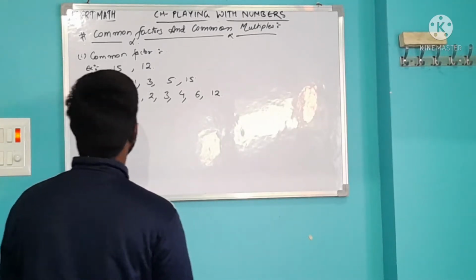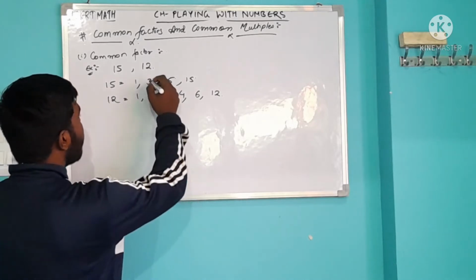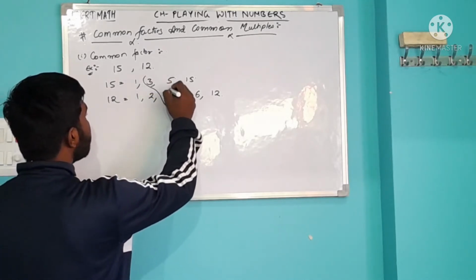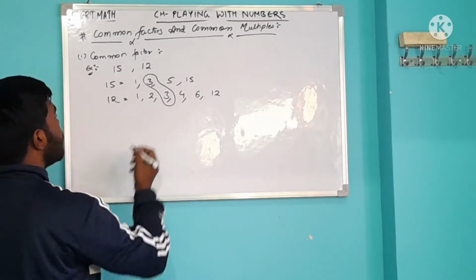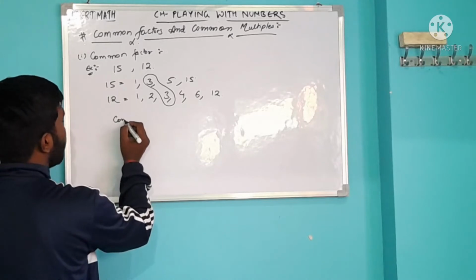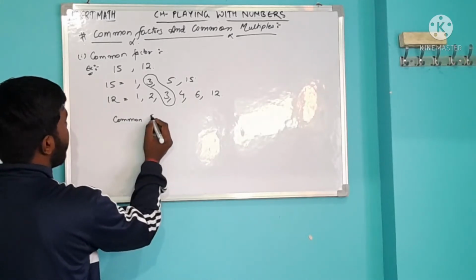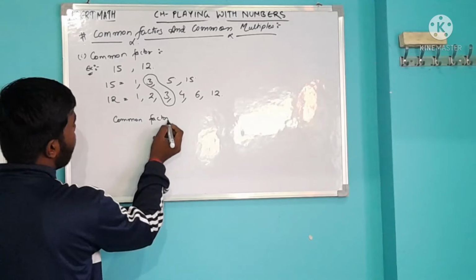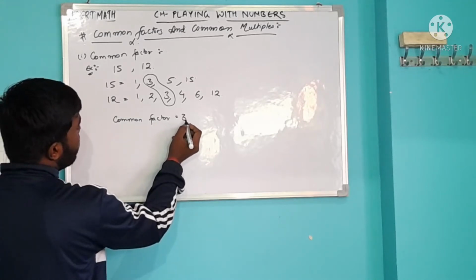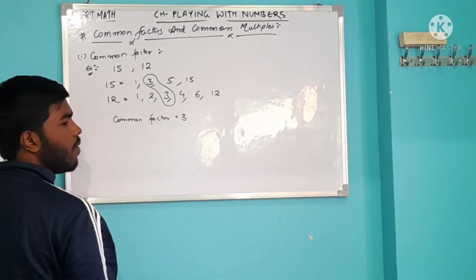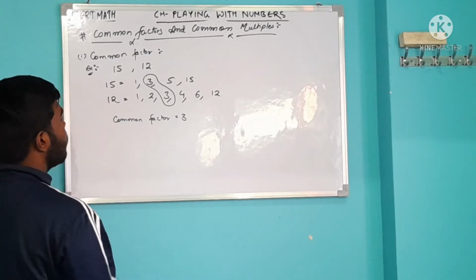Our topic is common factors, the common terms. So we need to find the common terms between these two numbers. The common factor will be 3. So 3 is a factor which is suitable for 15 and 12 both.